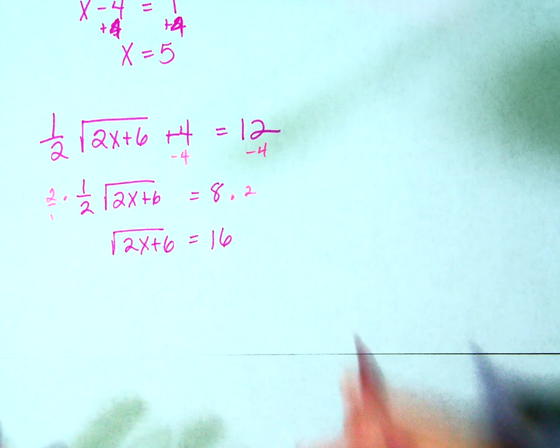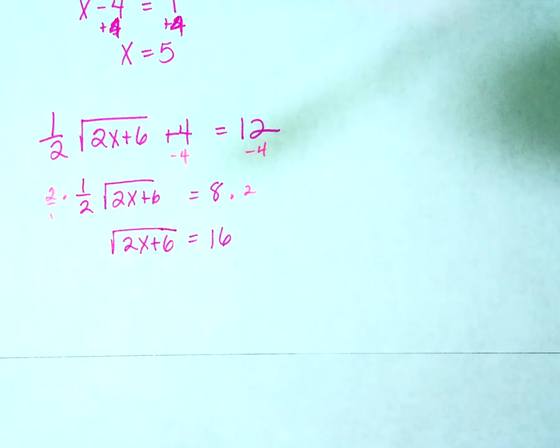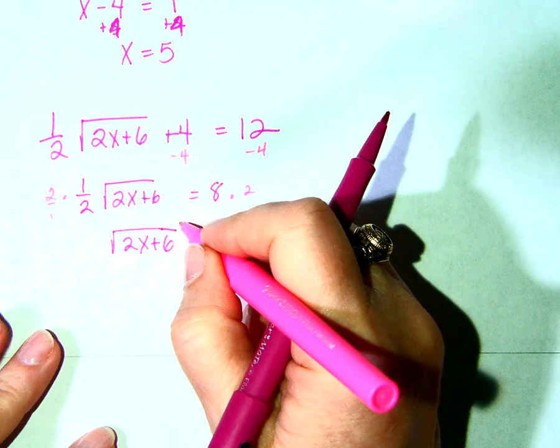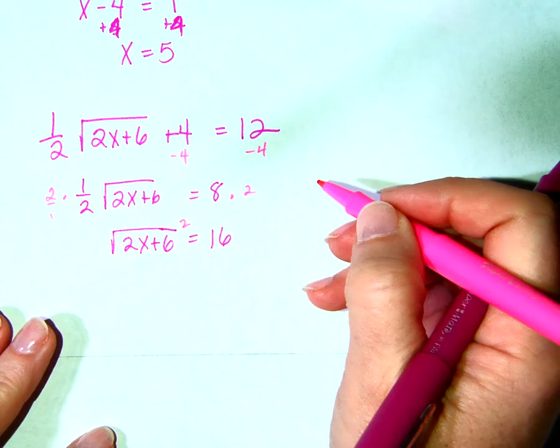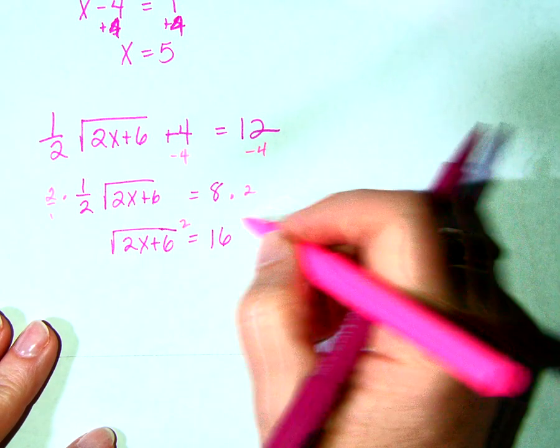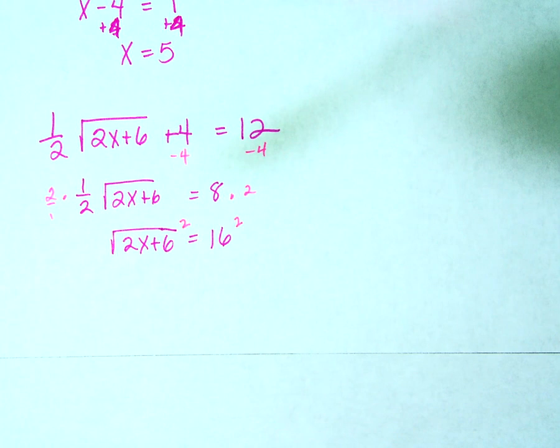Is my square root sign, my radical, my root, whatever you want to call it, isolated now? Yes, right? Nothing's being added, subtracted, multiplied, or divided to the root. There's stuff inside, but the root is isolated, yes? So how do I undo the root? If I square it, I have to square both sides, don't I? Don't just say square it, you got to square both sides, yes?